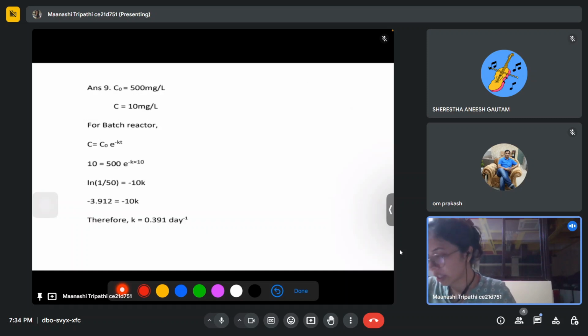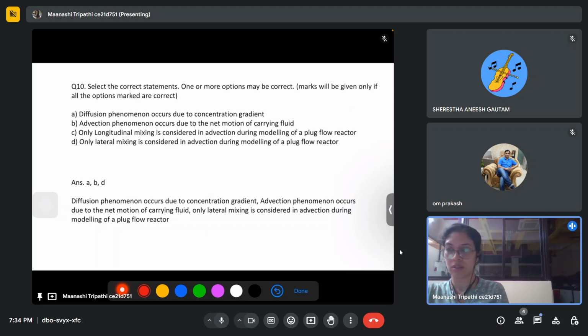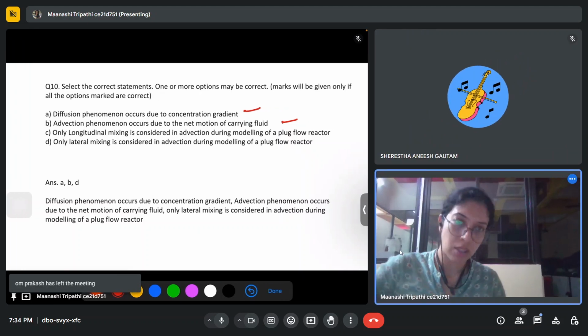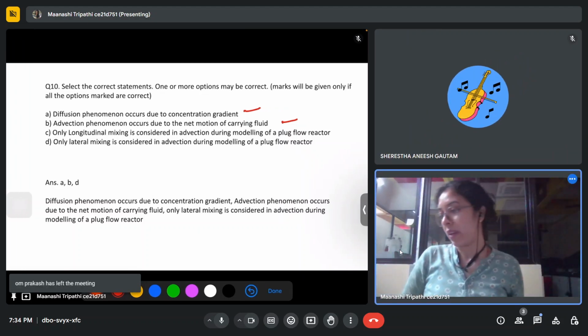Select the correct statements. One or more options may be correct. The answer is already given, but I want you to understand these things properly. Diffusion phenomena occurs due to concentration gradient. Advection phenomena occurs due to net motion of fluid, or only longitudinal mixing is considered in advection, or the lateral mixing. This answer is already given here.